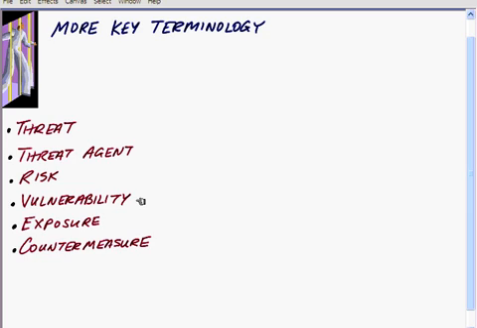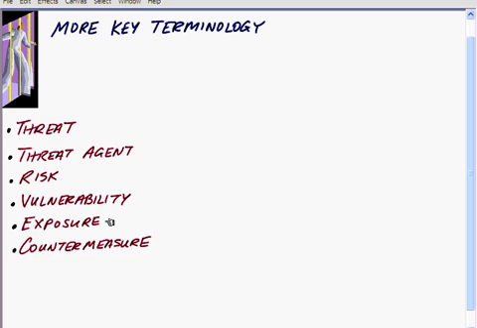A vulnerability, as I've explained, is a weakness in a system. This threatens the confidentiality, the integrity, the availability, and the non-repudiation of an asset. For example, a Windows 2003 Exchange server without hot fixes and security patches applied to it. That would be a vulnerability.